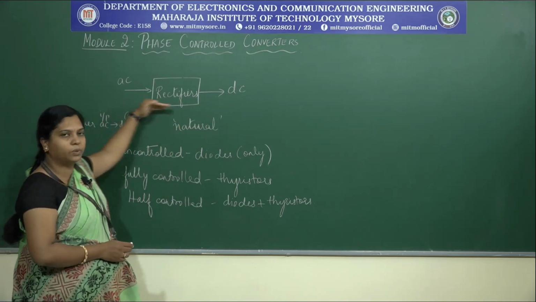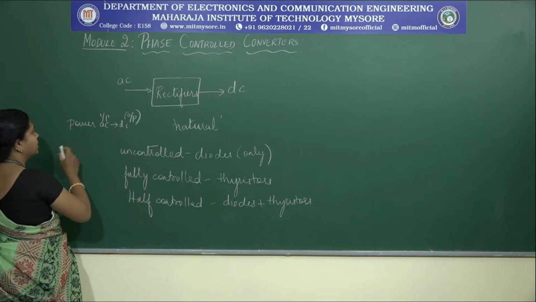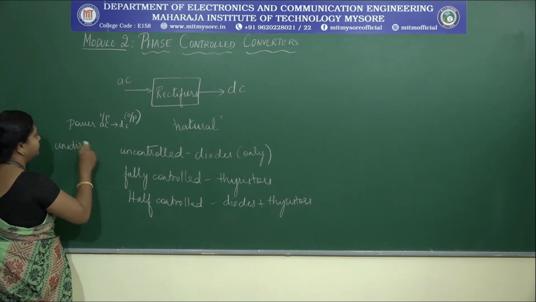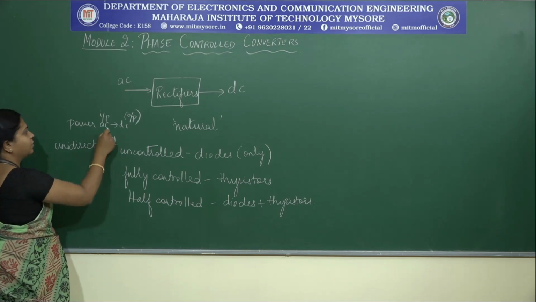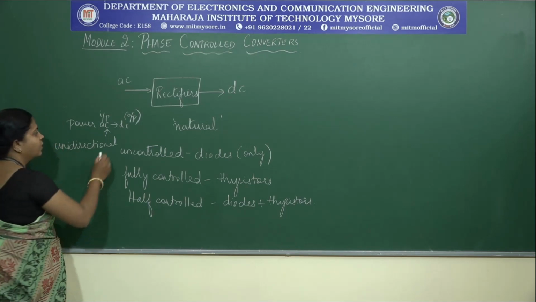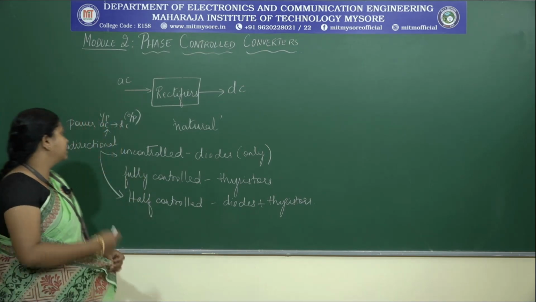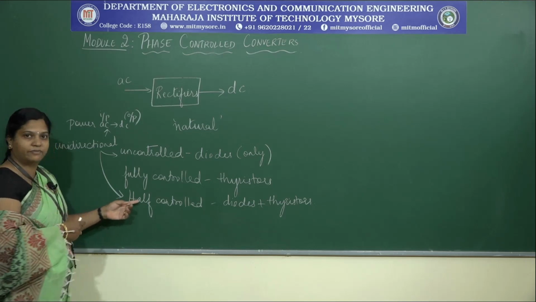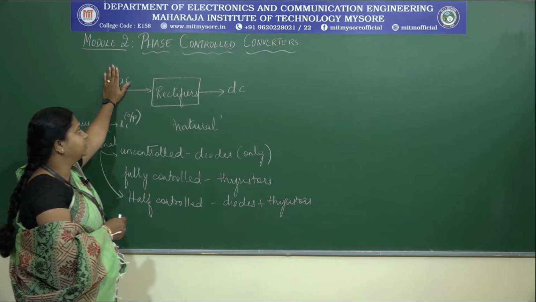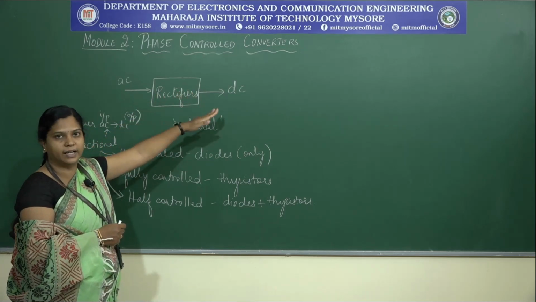If the power flow is only from input to output, such types of rectifier circuits are called unidirectional, meaning the power flow is only in one direction. Under unidirectional rectifiers, we can have uncontrolled as well as half controlled rectifiers. These allow the power to flow from the input to the output in only one direction. Hence it is called unidirectional.